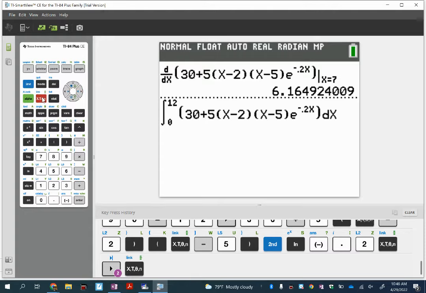All right. Just as you're typing this in, when you have limits of integration, like that 0 to 12, what type of integral is this called? When you have limits of integration, the 0 and the 12, what type of integral is this called?